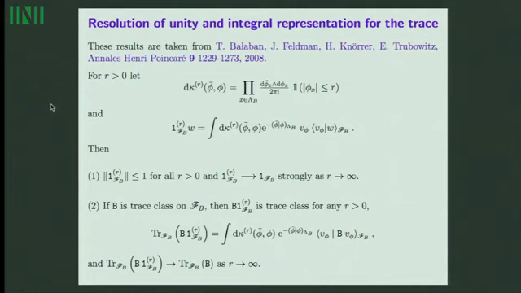And moreover, if B is trace class, then one can calculate the trace of B times 1r as this integral, where B gets sandwiched between these coherent states. And this really converges to the trace one wants to get when one takes r to infinity.